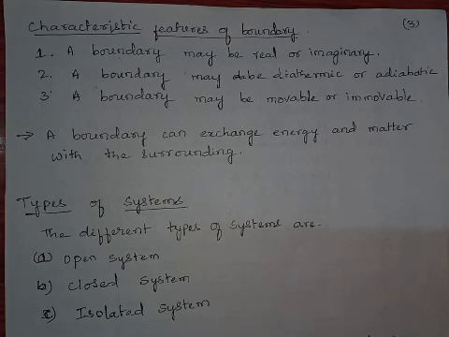Third one, a boundary may be movable or immovable. It means a boundary can increase or decrease the volume of the system, or it may fix the volume of the system. For example, balloon. The walls of the balloon act as a movable boundary. If the temperature inside that balloon increases, the volume of that balloon increases. So here the balloon is acting as a movable boundary. In another example, for immovable boundary, that is LPG cylinders that we are using, the walls of the LPG cylinder are made of metal and that metal is immovable, so that cylinder acts as an immovable boundary.